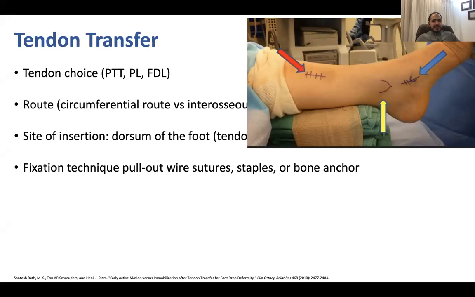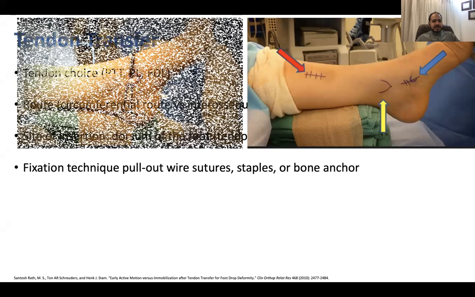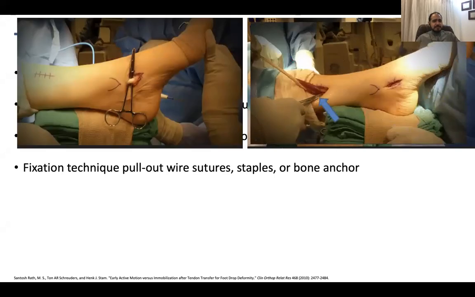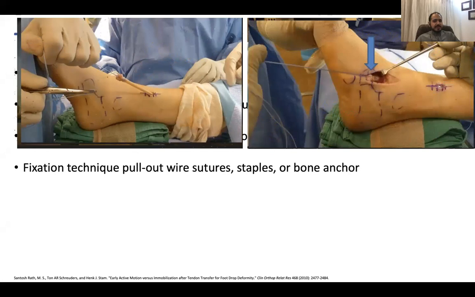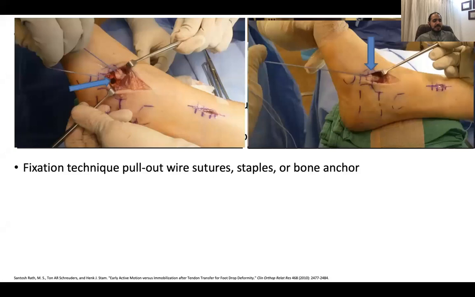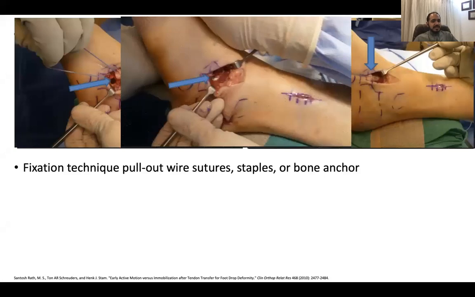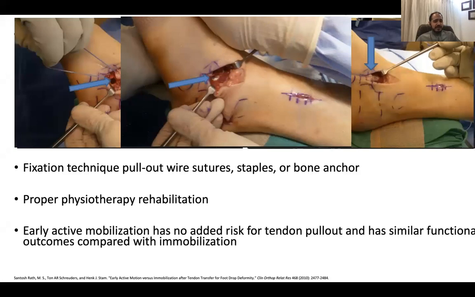I'm just showing an example of it, a tibialis posterior tendon transfer. We mark our incisions. The tibialis posterior is harvested distally at the medial aspect of the foot and brought up at the level of the medial aspect of the leg. It's passed through the interosseous membrane to the anterolateral aspect of the leg and brought down to the dorsolateral aspect of the foot. We drill a hole at the middle or lateral cuneiform, insert the tendon, tension it, and hold it with an interference screw. Proper physiotherapy is crucial after. We have found that early active mobilization has no added risk of failure compared to immobilization, and this is based on a randomized controlled study.